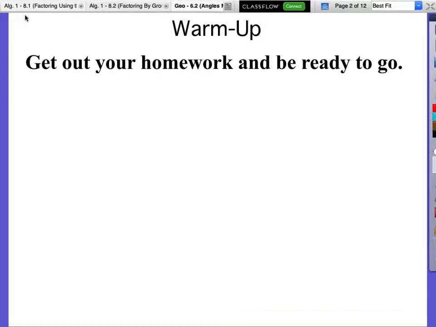SWBA. What does SWBA stand for? Students will be able to find and solve for angle measures of polygons. Find and solve for angle measures of polygons.